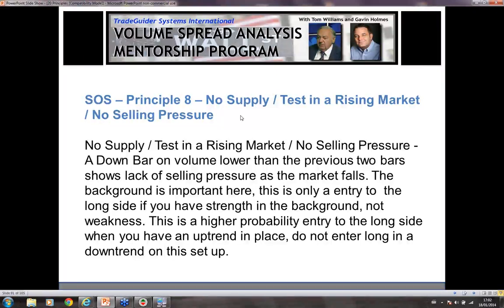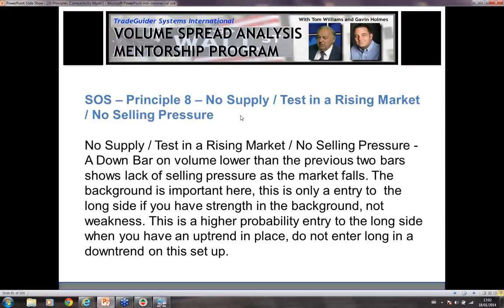Now, first of all, it'll be a down bar on volume less than the previous two bars. And it shows lack of selling pressure as the market's falling. Now the background's very important. This is only an entry to the long side if you've got strength in the background, not weakness. You don't want to see an upthrust and then a few bars later a test in a rising market. It wouldn't make sense. You wouldn't trade it. But if you saw a shakeout, the market began to rally, it took out the top of the shakeout bar, and then you saw a test in a rising market, then you go long.